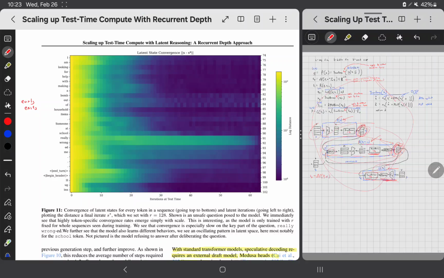And I find that quite interesting, because nothing told the model it needs to converge fast. All we did is we trained it on a distribution of recurrent values, and the model ended up learning this recurrent module that converges quickly for easier tokens and slower for more difficult tokens. But nothing told the model to do that. If it wanted to, it could utilize a ton of recurrence operations for every token.